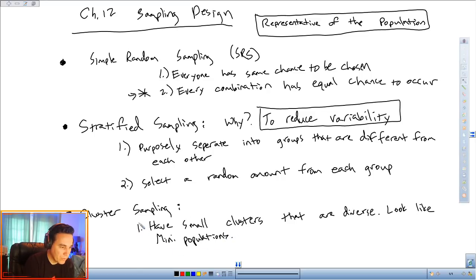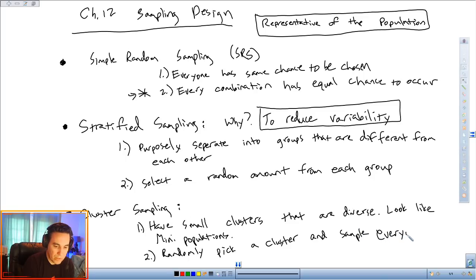And then after you divide into your clusters, you randomly pick a cluster or two or three or however many you want to pick, and sample everyone in it. Whoa, everyone. Sample everyone in it. So that's the difference between cluster and stratified.